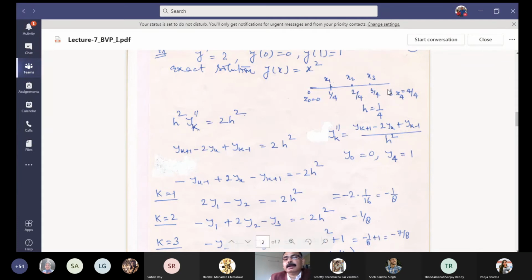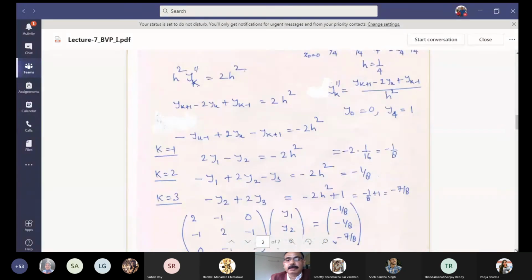And this is your total interval 0 to 1. So x4 is 1. Yes, sir. And then y4 is given what? You see the boundary condition. It is given as 1. So y at the point x4 will be 1, or y4 will be 1. Yes, sir. Got it? Yes, sir. Okay. So you have got 3 equations.